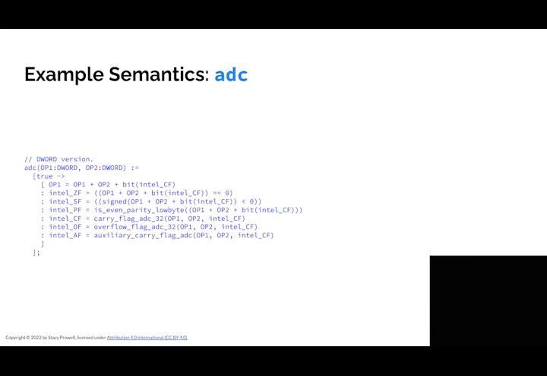Let's pick on one particular one. Here's the conditional concurrent assignment. In this case, it's for ADC. I could plug in values for op1 and op2, substitute them into the body, and that would result in something that told me what was going on.